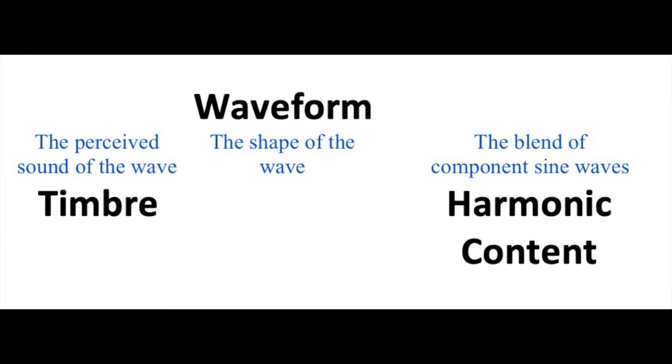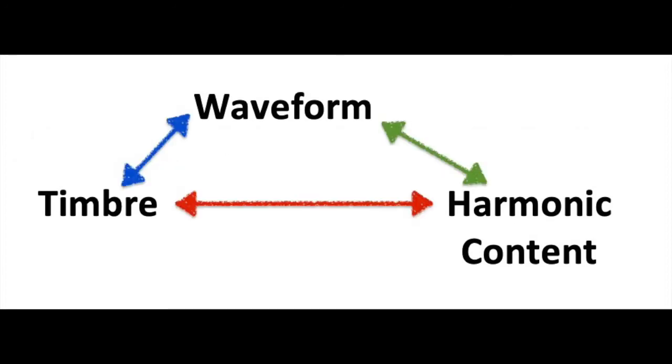Now, the interesting thing about these three terms is that they're connected. They're related to each other. If you change the waveform, the timbre of the wave will change, and its harmonic content will change. Likewise, if you change the harmonic content, you filter or you EQ a sound, you are changing the waveform, and you are also changing the waveform's timbre.